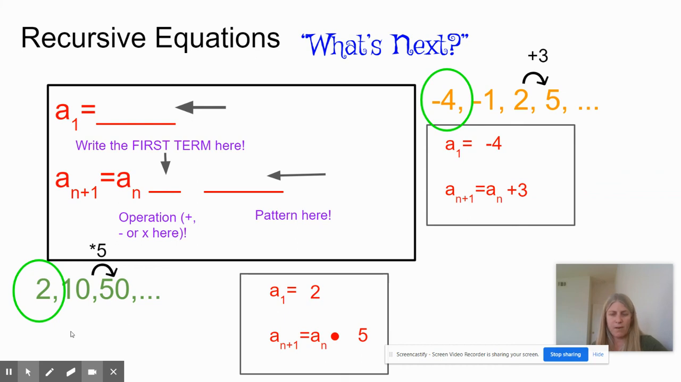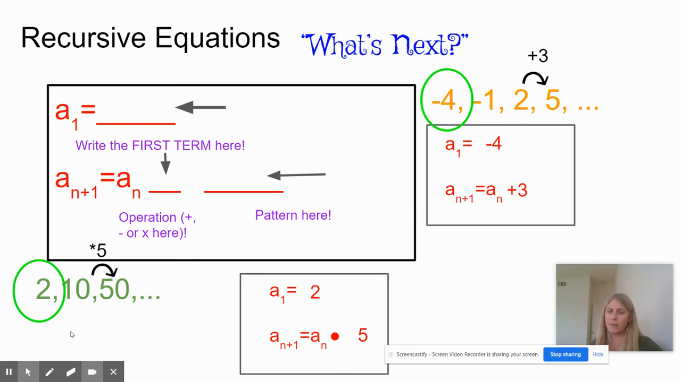Now, once again, if I were doing an explicit equation for this, I would work backwards, divide by 5 to find my 0, which is 2/5. And my equation would be y is equal to 2/5 times 5 to the x power. So that, of course, is my equation for a geometric explicit equation.